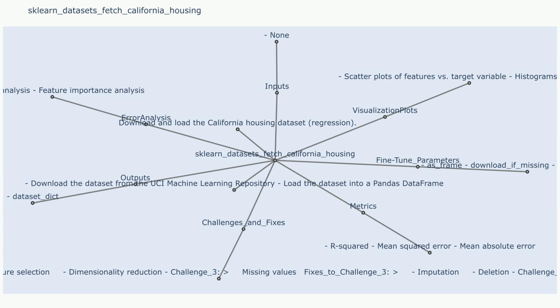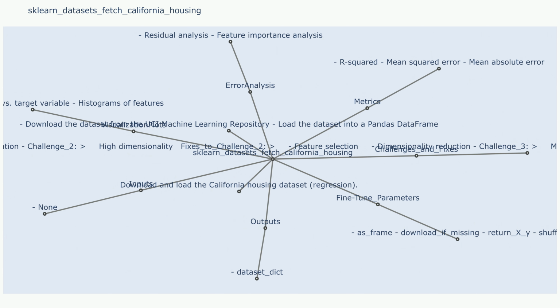Visualization plots. Scatter plots visualize the relationship between different features and the target variable, house value. This can reveal potential patterns or correlations in the data. Histograms show the distribution of individual features, which can help in understanding their characteristics and identifying outliers.